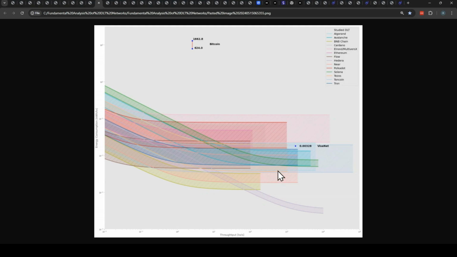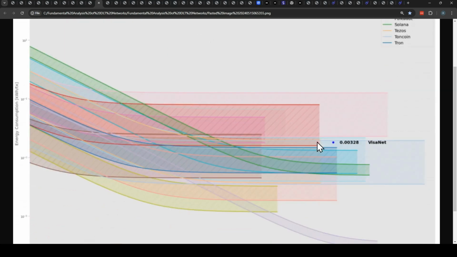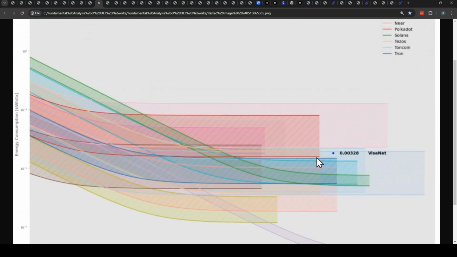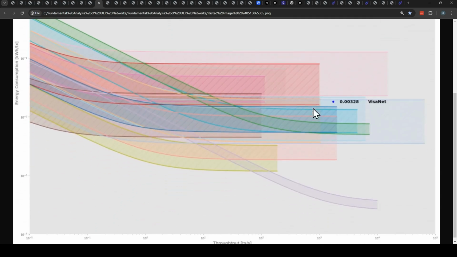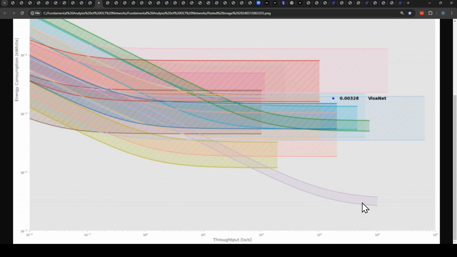We can see on this graph here, these are a bunch of L1s with their energy consumption plotted on a graph, and HBAR here is sort of this purplish color, and there's a lot of colors here. Okay, it's the one at the bottom here, which is the lowest out of any network.